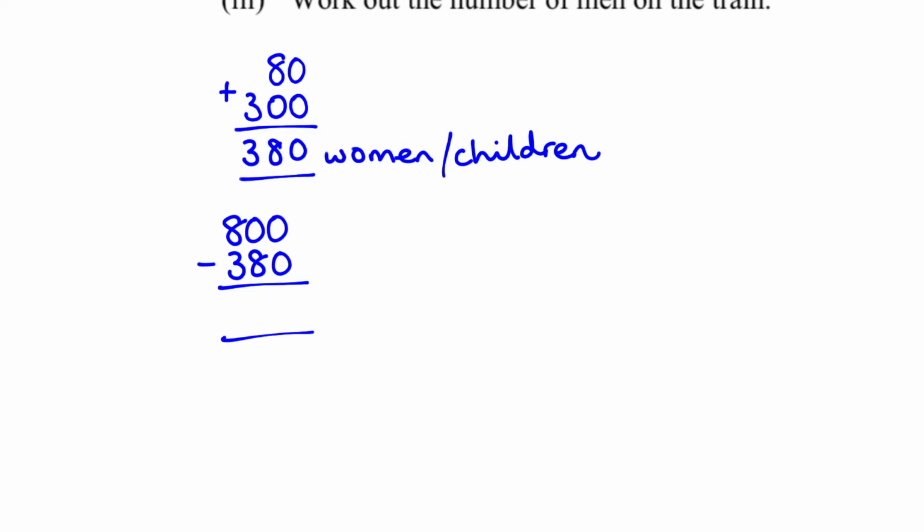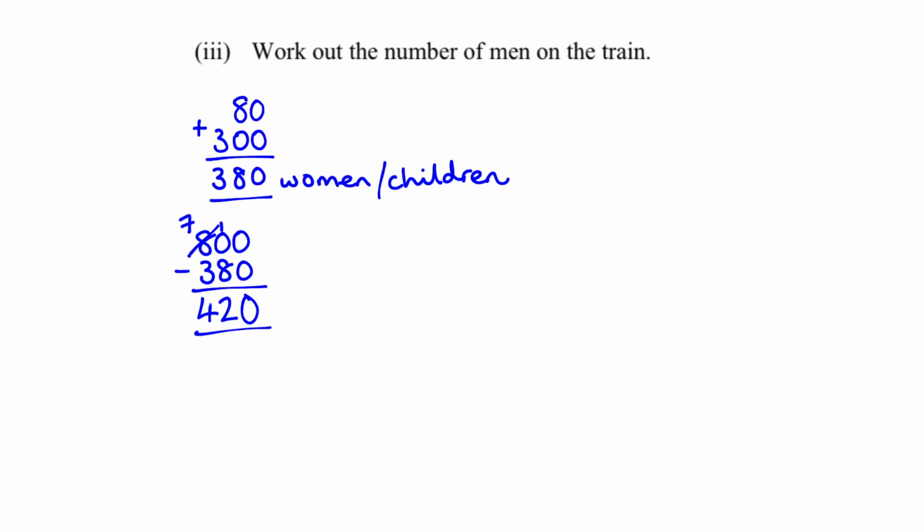So 0 take away 0 is 0. 0 take away 8 we can't do, remember, so we've got to do a bit of borrowing. So we've got to borrow from that 8 to give to that 0. So now we've got 10 take away 8 is 2, and 7 take away 3 is 4. So this question said, work out the number of men on the train, so our answer has to be 420 men are on the train. And that doesn't go in brackets because the question asks, work out the number of men on the train. Okay.